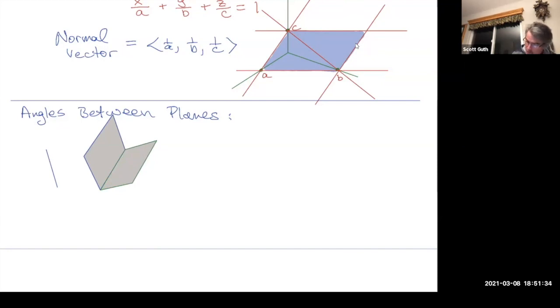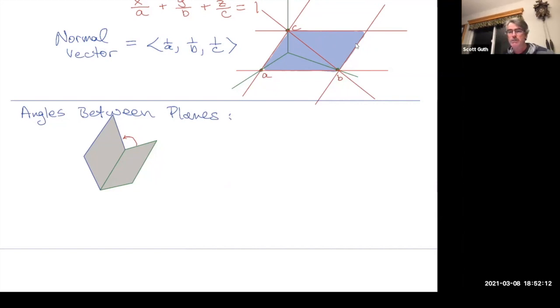So when I say the angle between two planes, you can see sort of what I'm describing here. Assuming they intersect. If they don't intersect, then the angle between them is zero, right? They're parallel. But if the planes do intersect, then we would define the angle between the planes maybe like that. But it's easier if you just talk about the angle between the normals. Remember, the plane's direction is its normal.